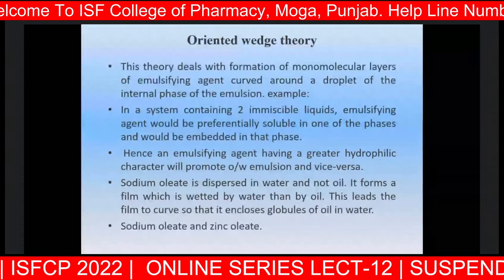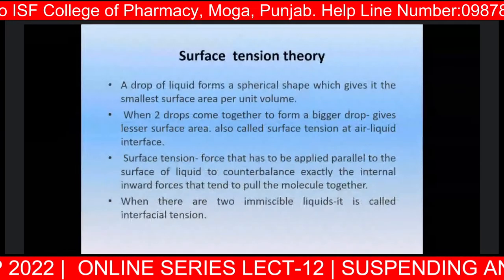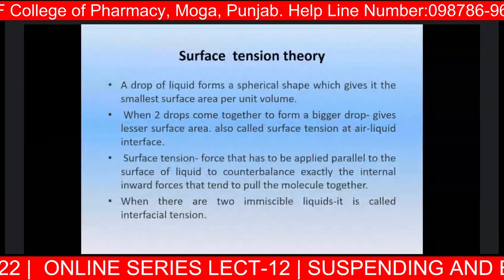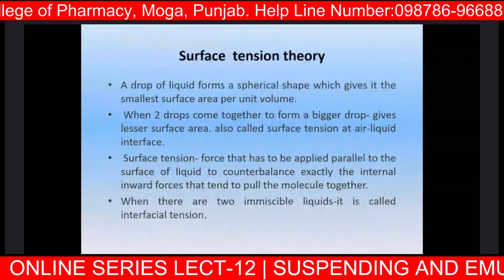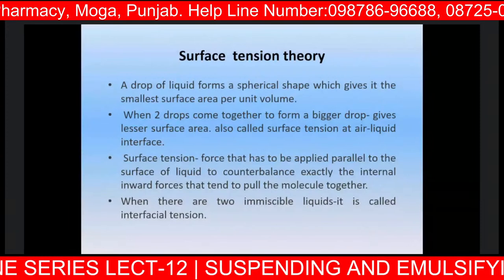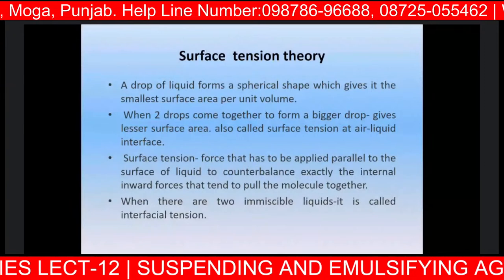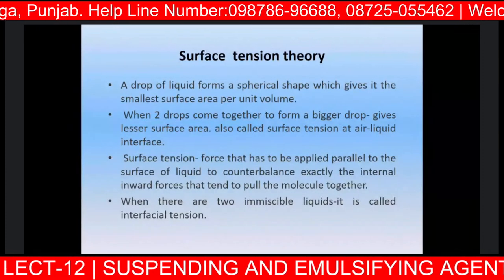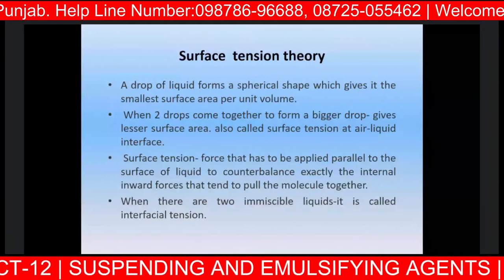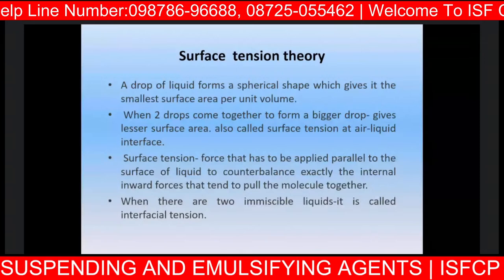For example, in a system containing two immiscible liquids, the emulsifying agent would preferably be soluble in that phase. Hence, an emulsifying agent having a greater hydrophilic characteristic.